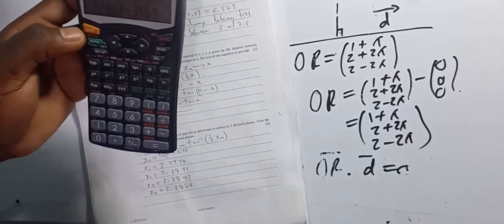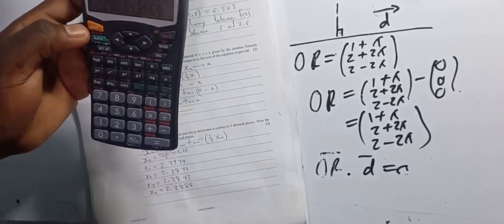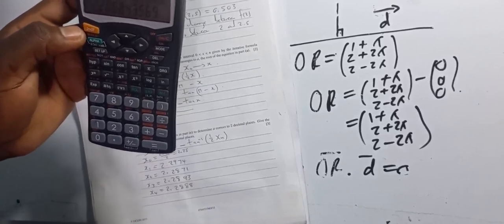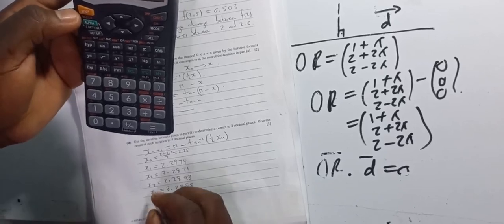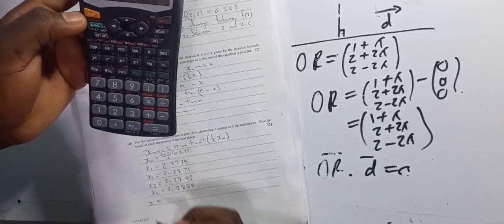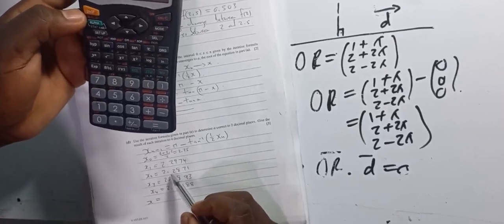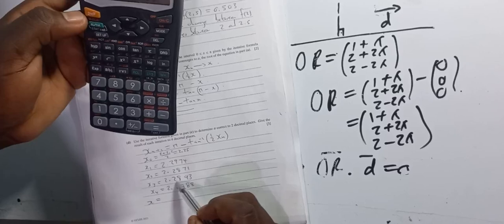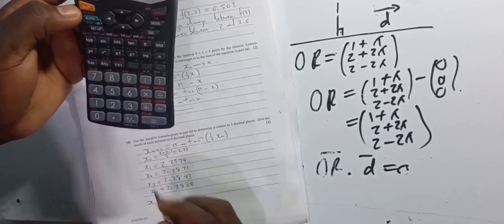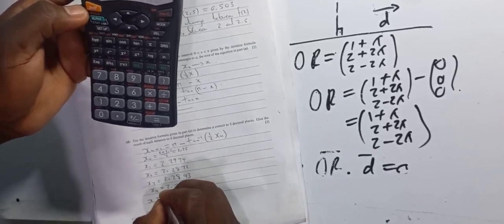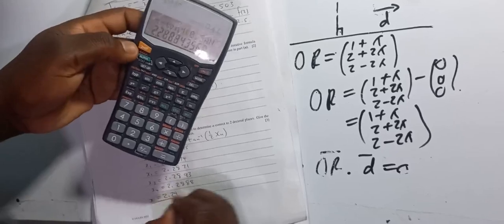The question said use the iterative formula in part C to determine A correct to 2 decimal places. Correct to 2 decimal places, if you round these values, it becomes 2.29. So to 2 decimal places, our solution is 2.29. So this will be our solution for part B.